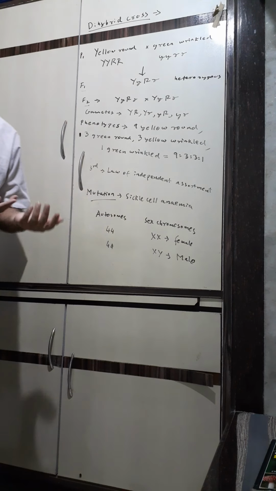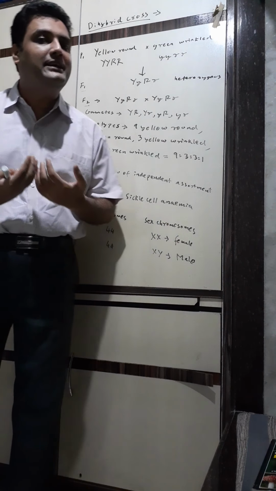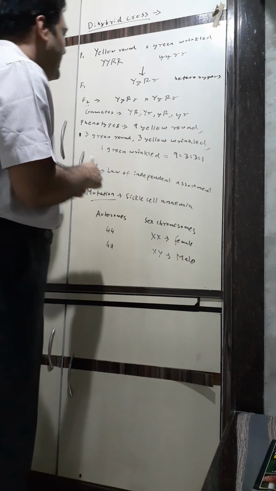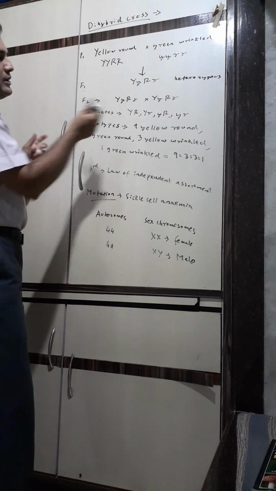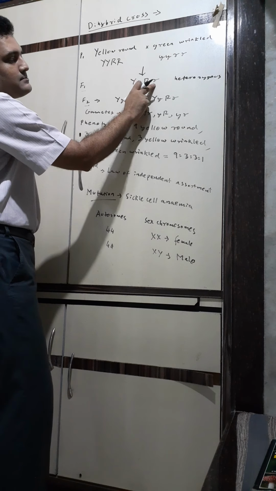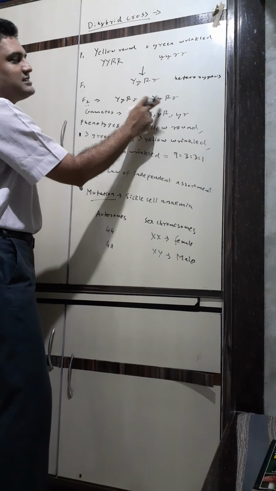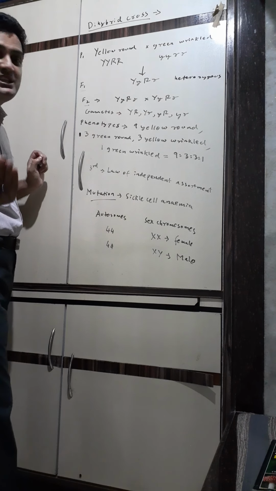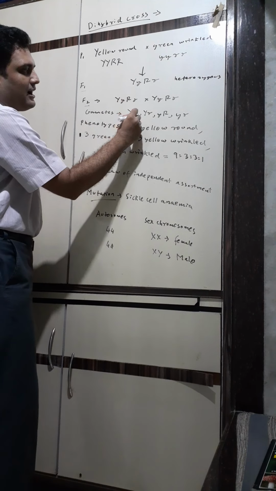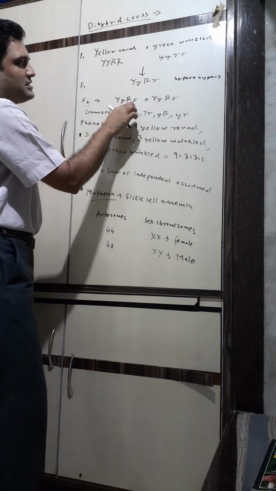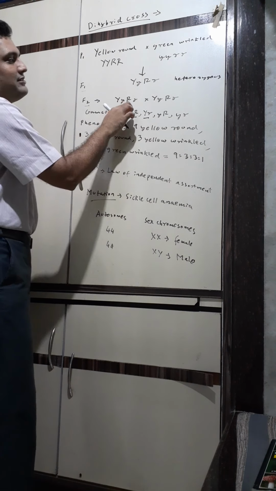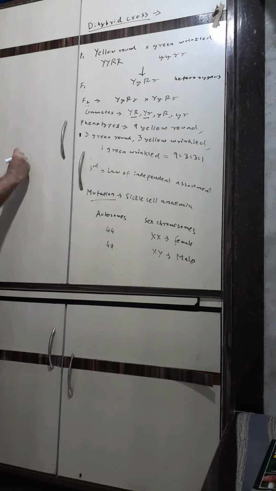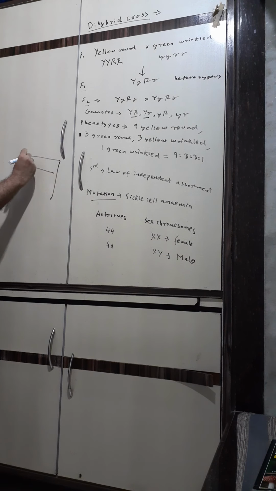Just like in the first case where he self-pollinated the F1 plant, in this case also he'll self-pollinate the F1. So we'll get F2. Big Y, big R, small y, small r self-pollinated, cross with the same. But here see what genes you will get. Big Y will go with big R, big Y will go with small r, small y will go with big R, small y with small r. So you will make a square like this. 16 squares you will get.